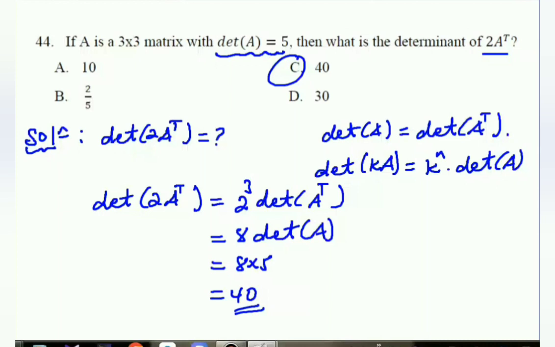Which of the following is the augmented matrix associated with the system of equations? This system of equations is given, and we are asked for the augmented matrix. Usually the augmented matrix is a coefficient matrix together with the constant matrix. The coefficients on the first row are 2, 1, 3, and the constant will be 4 here.